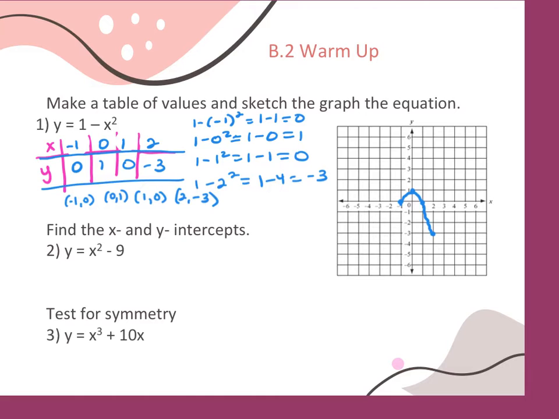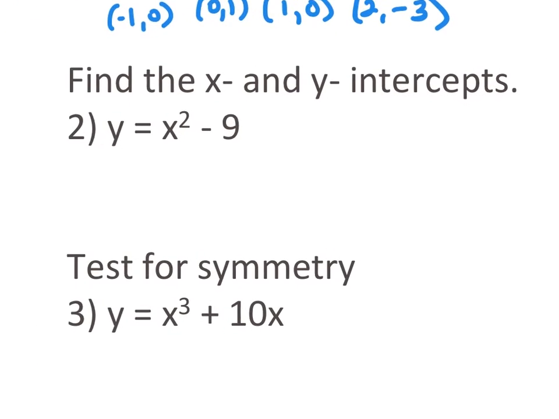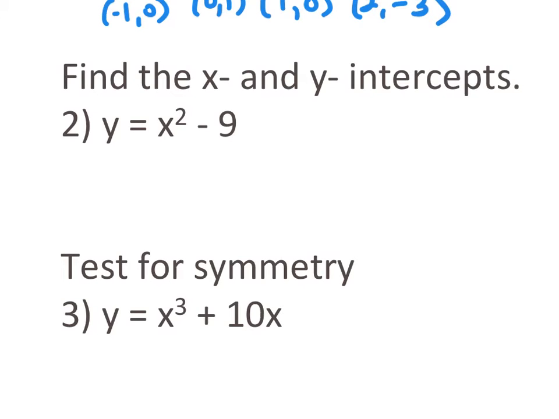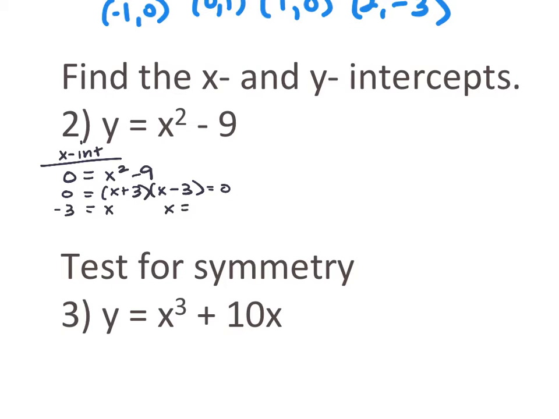Number 2 says find the x and y intercepts. So the x-intercepts, remember, we find by plugging in 0 for y. So I get 0 equals x squared minus 9. I can either factor this to be x plus 3 and x minus 3 because it's a difference of two squares, and then split and solve. So I get x equals -3 and x equals +3. Or I can add the 9 to the other side and square root it. You just have to make sure you do the plus and minus.